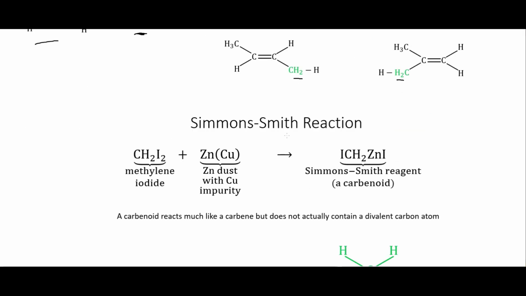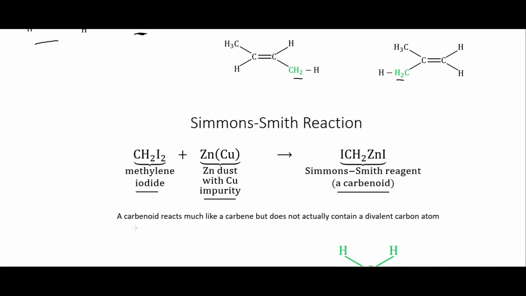And so one of those ways is what's called the Simmons-Smith reaction. So we use methylene iodide plus this right here, which is just zinc dust with some copper impurities in it, and we get the Simmons-Smith reagent, which is called a carbenoid.